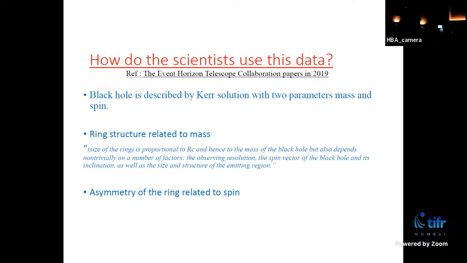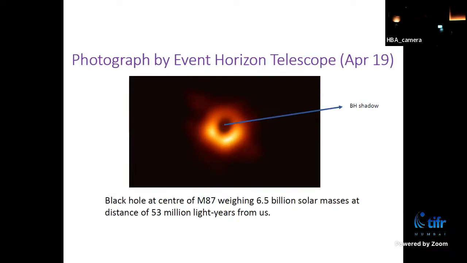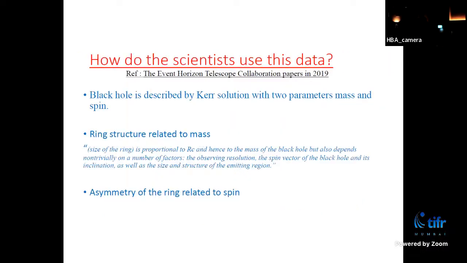Okay. So from this image, the size of this ring gives us an idea of the mass of the black hole. But the exact details depend on lots of factors. It depends on the spin vector of the black hole, its inclination, the structure of the emitting region, the accretion disk, and lots of other things as well. But typically the size of the ring structure is proportional to the mass.